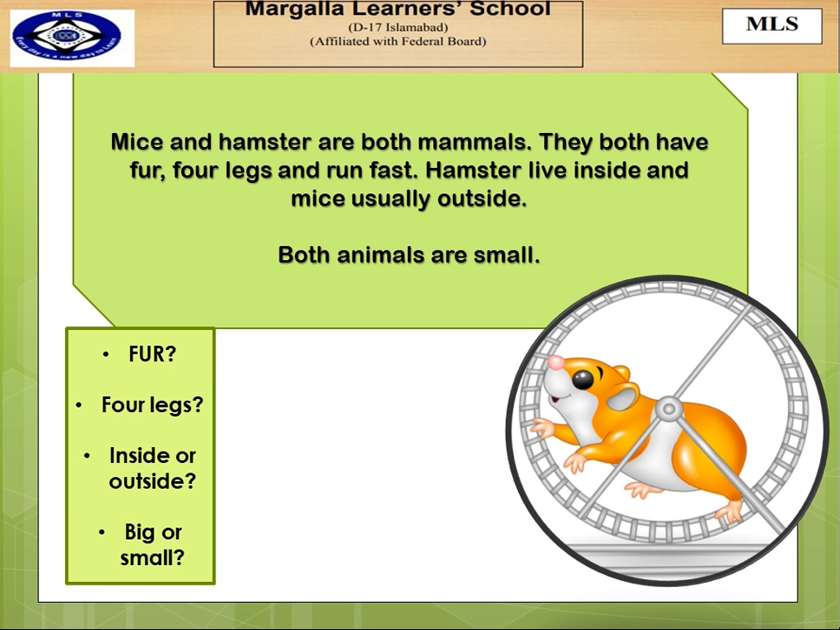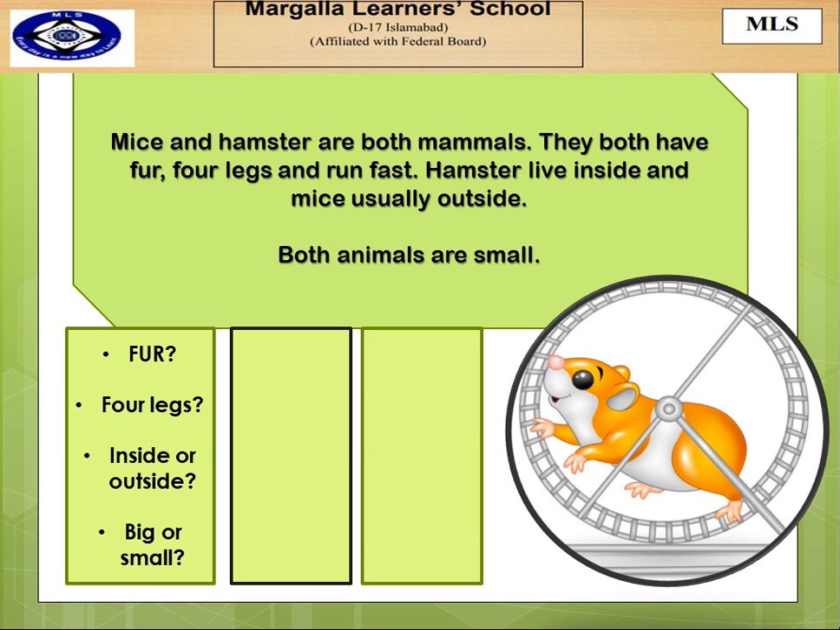These are 4 things in which we are going to find the comparison and contrast. Let us see if mice and hamster have which one of these things as same and which one as different. Fur. Is it same or is it different? Yes, you are right. It is same. 4 legs. Is it same or is it different? Yes, you are again right. It is same.